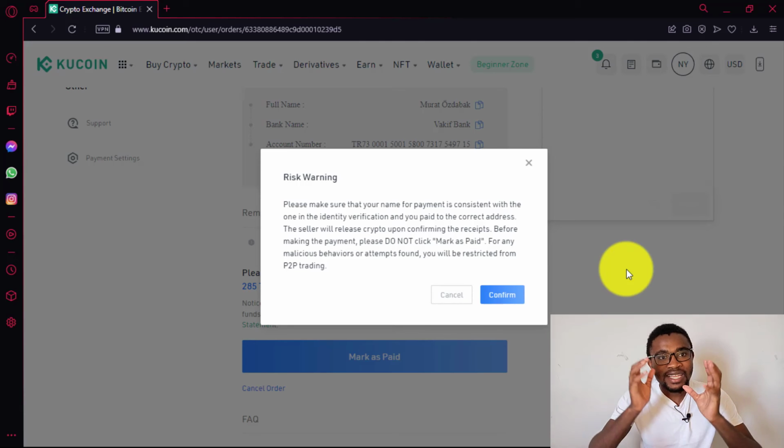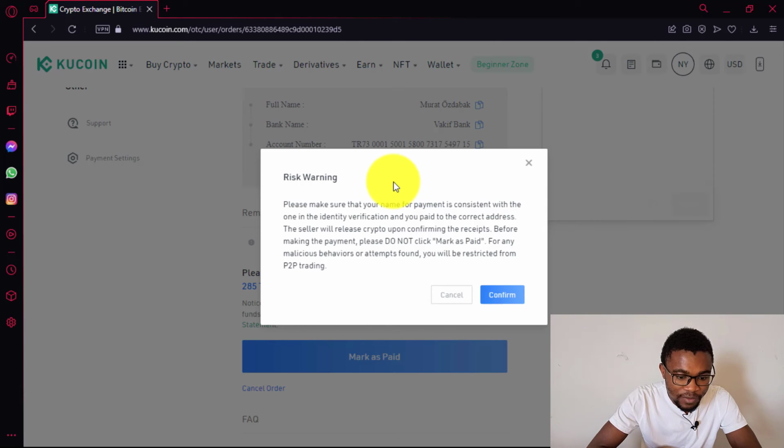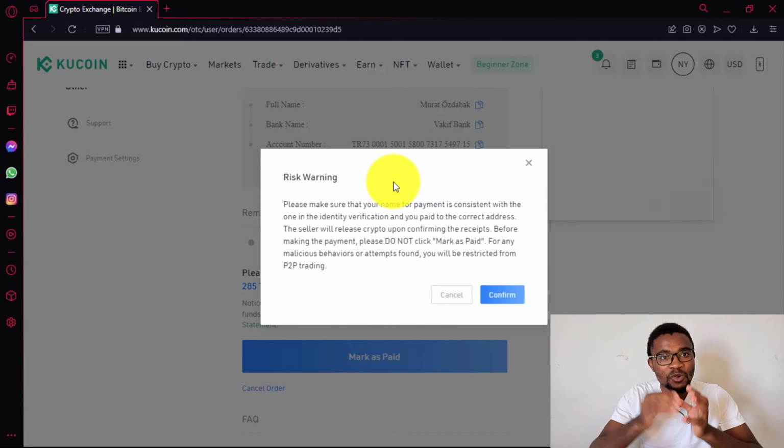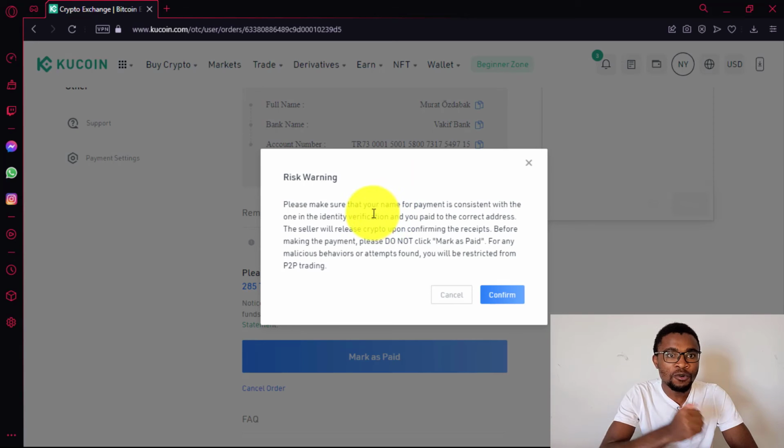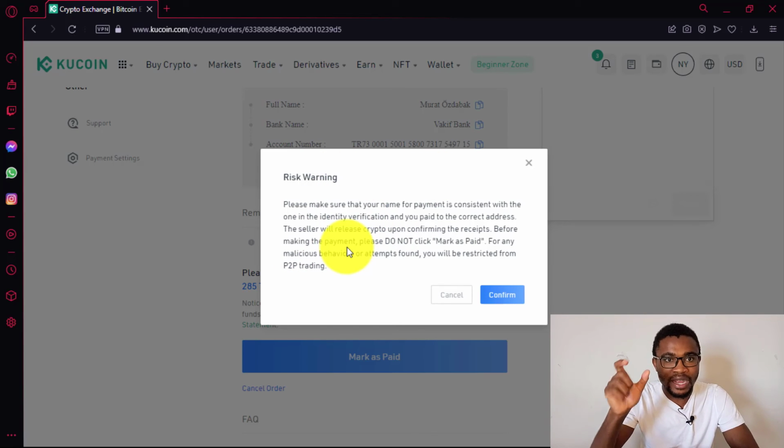Don't worry, it is very safe to transfer money on Kucoin P2P. But you have to make sure that the bank account which you are using to send money to your peer is in your name, like the name on your bank account should be the same as the name registered on your Kucoin account. That way you won't risk losing your money.